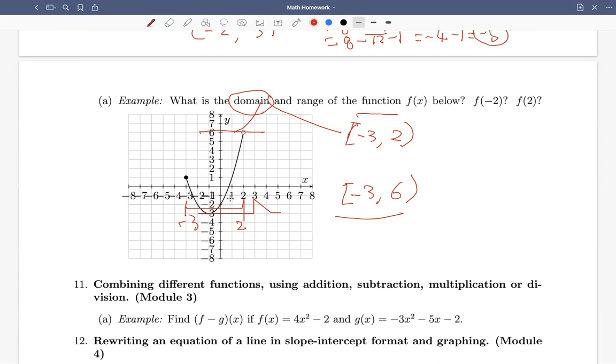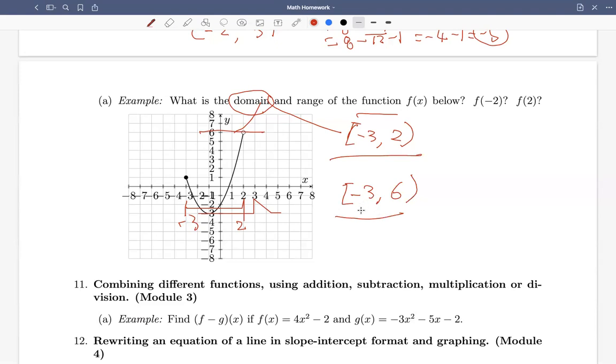Again, domain talks about the x value. I will look from left to right. We use the interval notation. And range we look from bottom up. Bottom up. We write in interval notation.